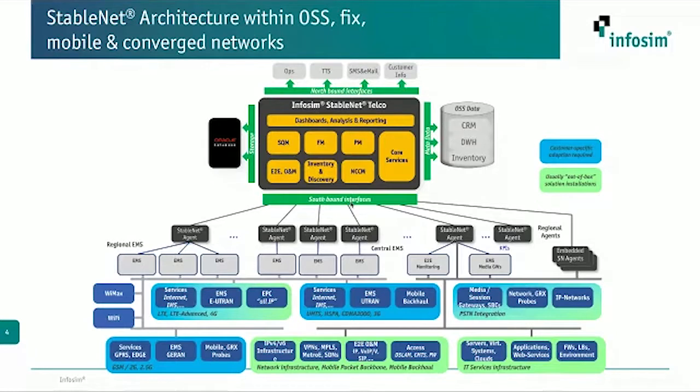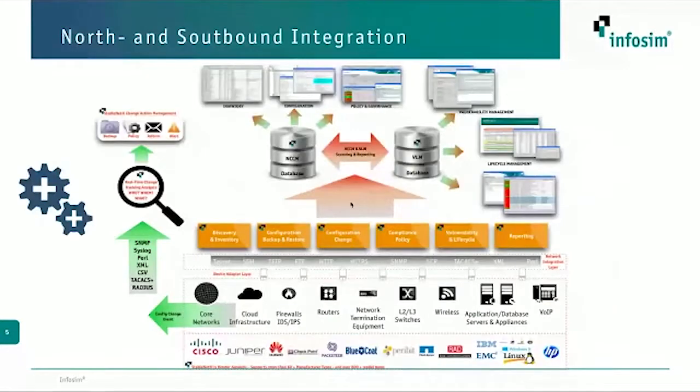Here is more detail about the north and southbound integration. With the northbound integration, we integrate everything you need to operate the other parts of the company and network. You might have an inventory system, a ticket system, or a business system. We are able to connect everything via our northbound interfaces, here in the direction of north.